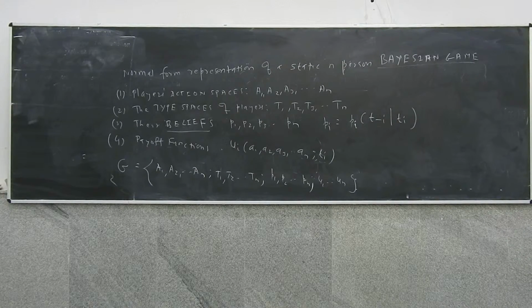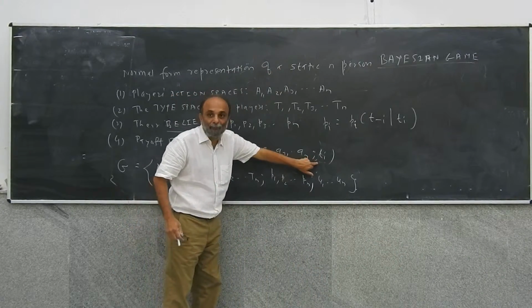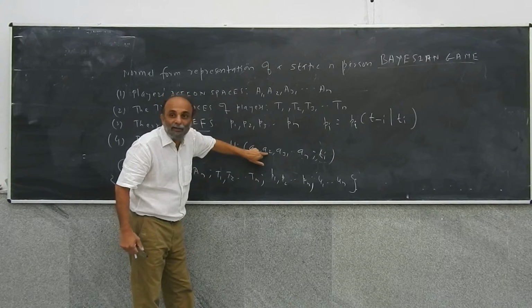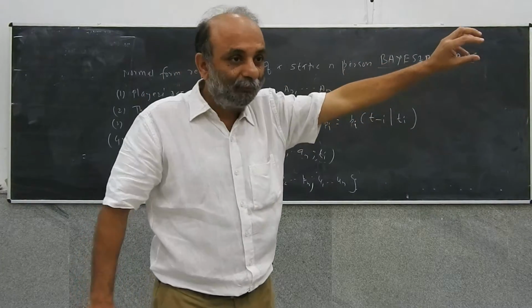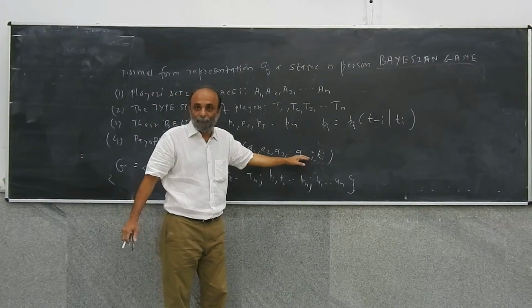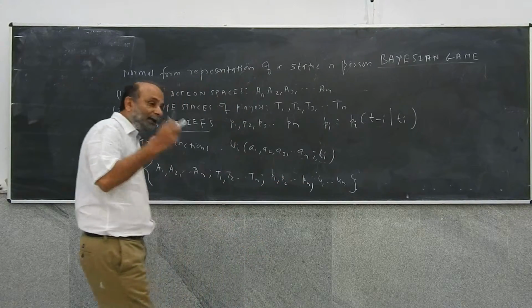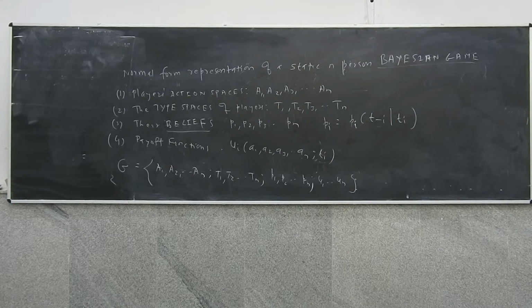Suppose you are a hardworking type. And suppose you decide to work hard and your friend does not work hard. Then there is a certain payoff that you get. If both of you decide not to work hard, given your type, then there is a certain payoff that you get. Collectively, all these things are called a static Bayesian game.